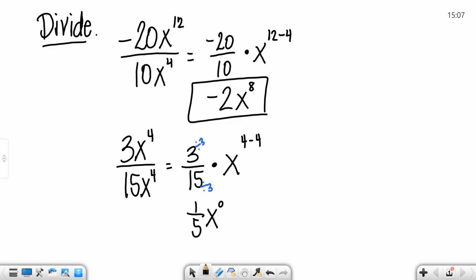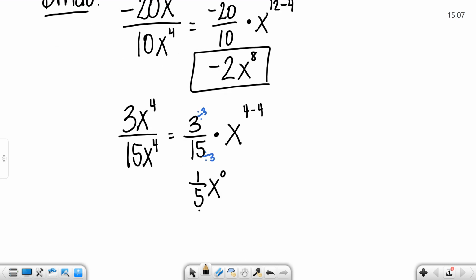X to the 0. Now, we just learned what x to the 0 was. X to the 0 is 1. So this says 1/5 times 1, which is 1/5. That would be my final answer.